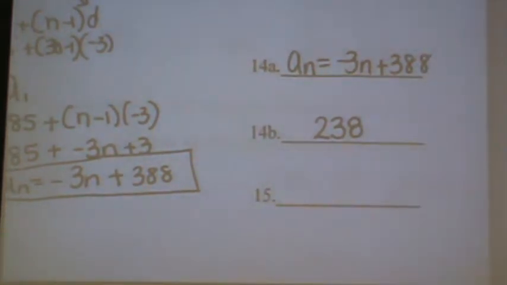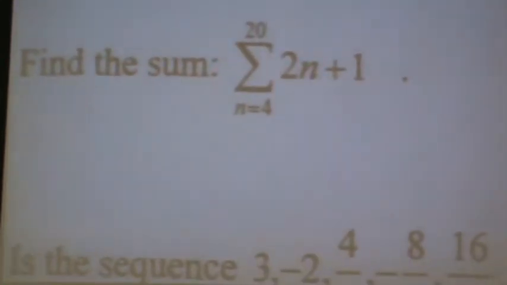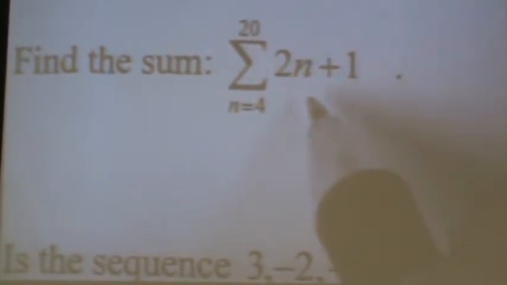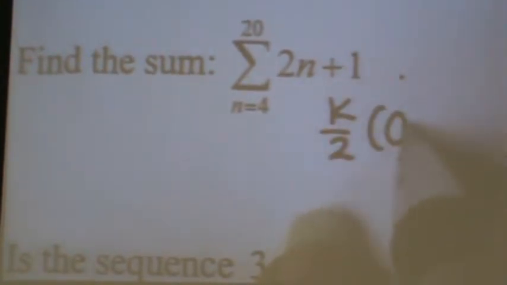Questions on those? Number 15, they're asking you to sum up the sequence. Now, it is arithmetic. How do I know? Because it's in slope-intercept form. The other way I could prove it is plug in a bunch of numbers and see if I have a common difference. Well, what's the formula for adding these up? It's k over 2 times the first term that you're going to add up plus the last term.